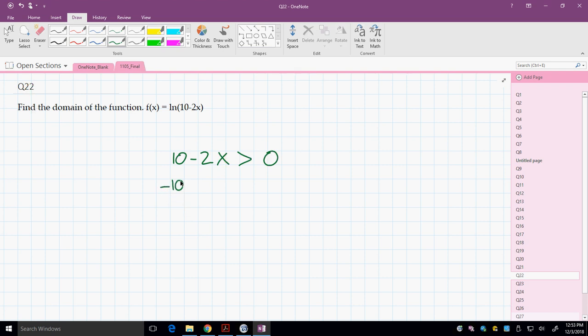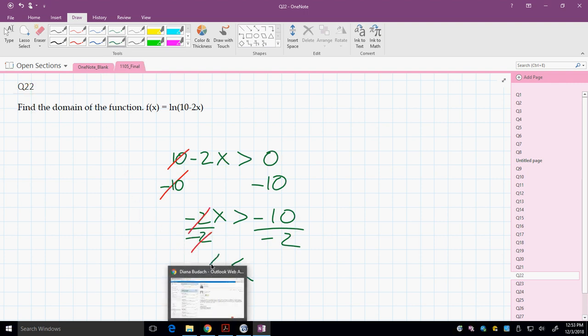We want to subtract 10 on both sides of the inequality sign. The 10s cancel. Now we have negative 2x greater than negative 10. We divide both sides by negative 2. That means our inequality sign is going to flip, because every time we multiply or divide by a negative, we have to flip it. The 2s cancel. Now we have that x is less than 5.